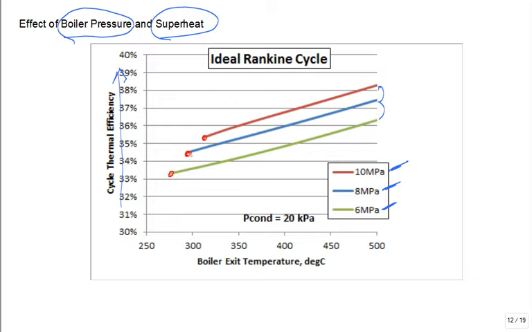And then what were we showing? We're showing the amount of superheating. So superheating, even at 6 megapascal, improves performance. So coming out of the boiler, not at the saturation temperature, but at 300, 350, 400, all of that helps. So coming out at higher pressure helps. Coming out superheated helps. This is real data plotted with the software.